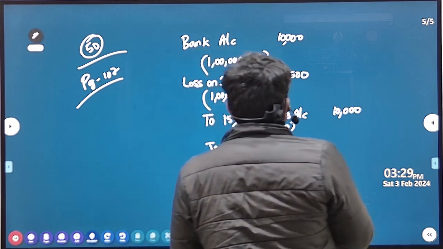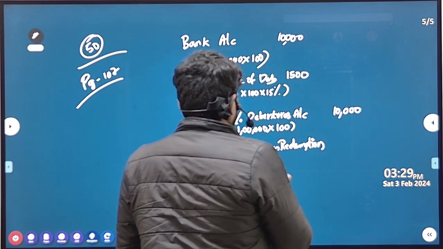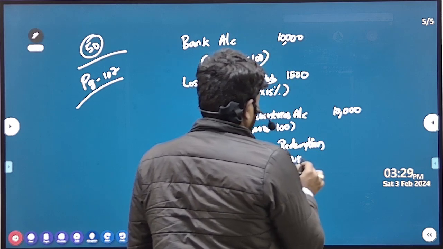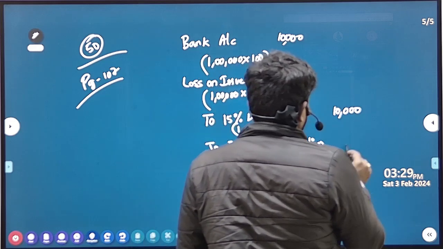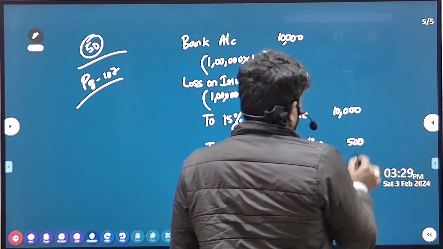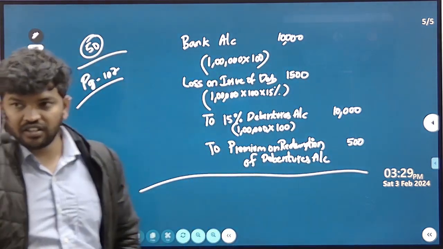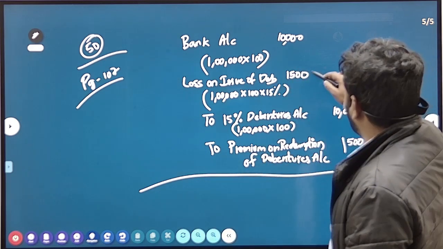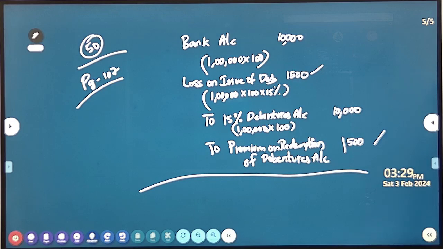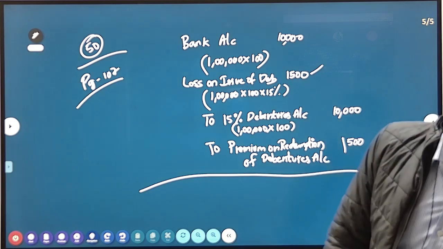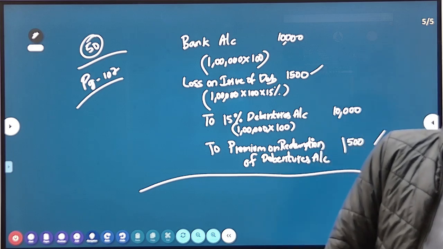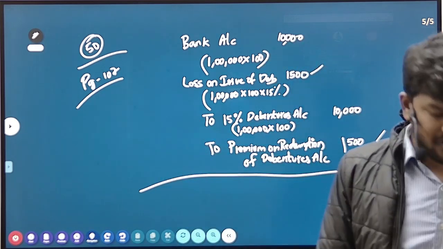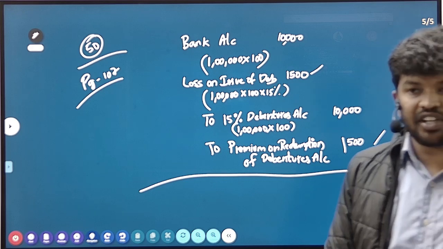To premium on redemption of debentures account. How much? Sorry, 1500 na? 1500. Check the first entry. It is similar to sum number 46. Yes or no? This entry is similar to sum number 46. But here we have redemption entry also.